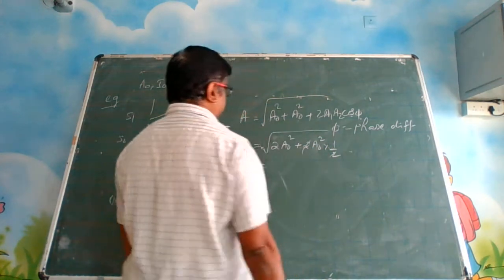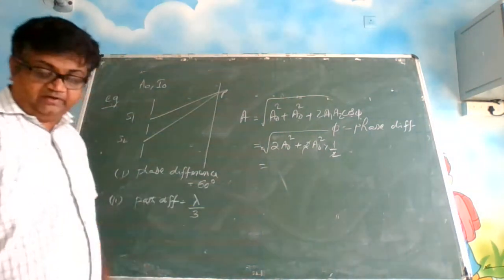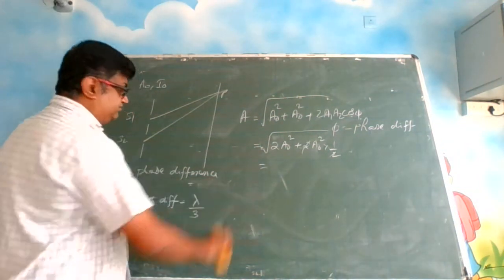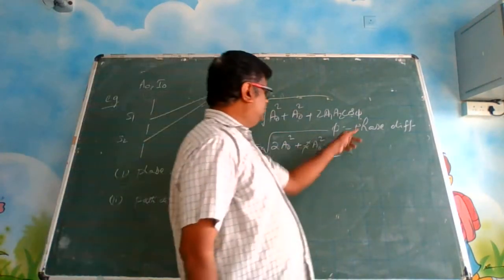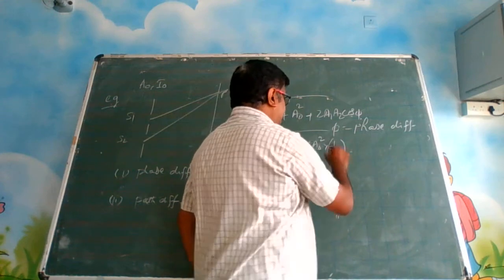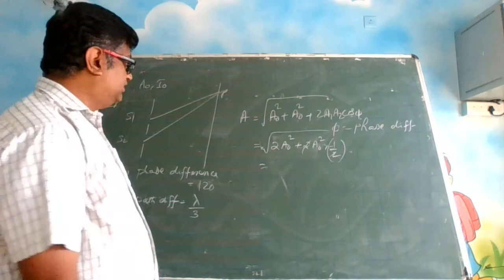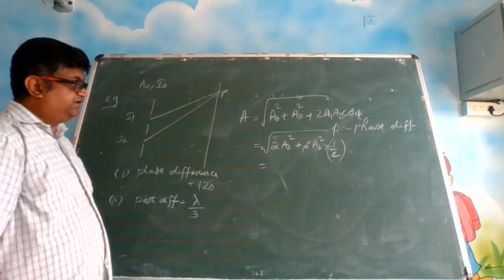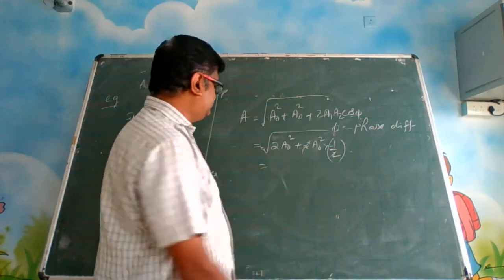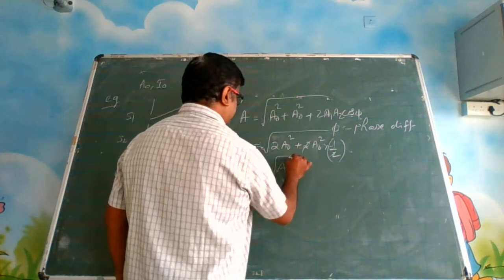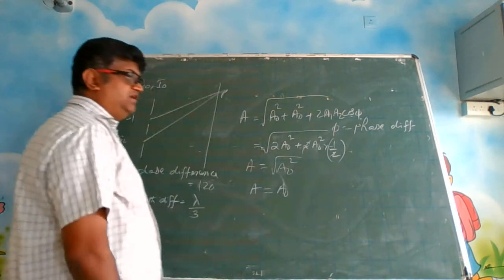I think in the question actually it is not 60 degree, it is 120 degree, because the answer will not match what is given in the book. It is 120 degree. What is cos 120? Cos 120 is minus half. So this is 2 minus 1, root over A0 square. So even the resultant amplitude is A0.